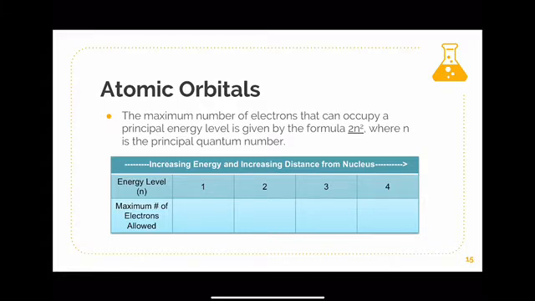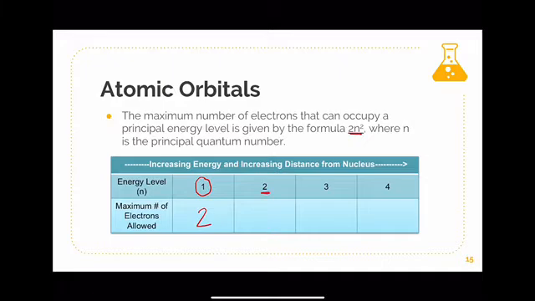In our orbitals, the maximum number of electrons that can occupy a principal energy level is given by the formula 2n squared, where n is the principal quantum number. So let's do a little math here. 2n squared. If n is 1, 1 squared is 1, times 2 is 2. So in the first energy level, you can have 2 electrons.